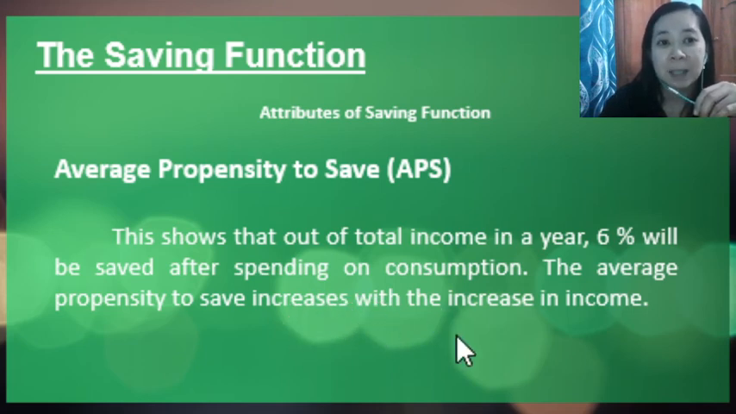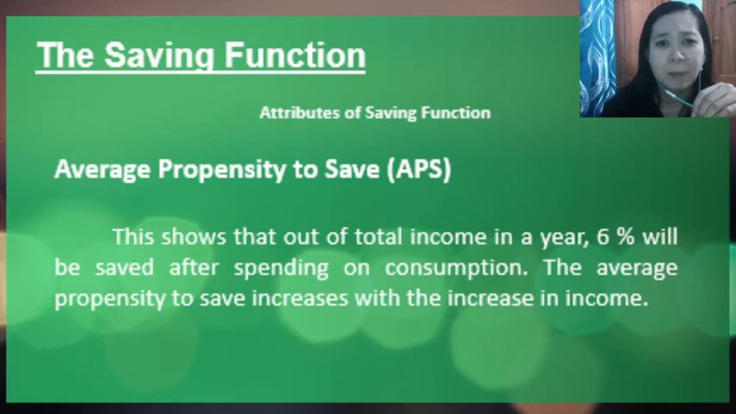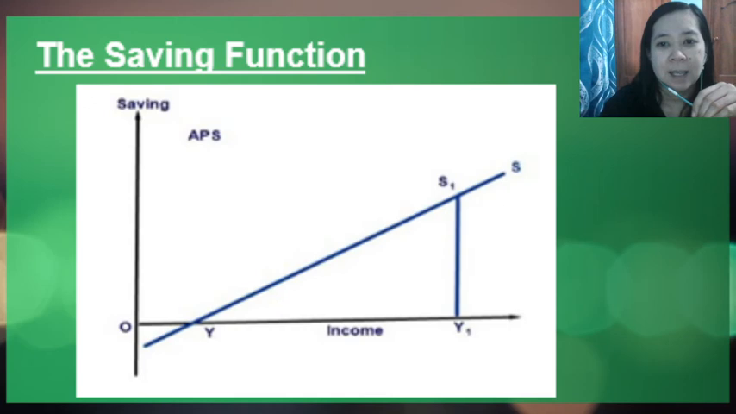So the average propensity to save increases with the increase in income. So this is the concept. But again, it will depend on the individual whether he will also increase his savings as his income increases. Okay, so this is depicted in this illustration. So the same explanation as what we mentioned a while ago under the saving function.